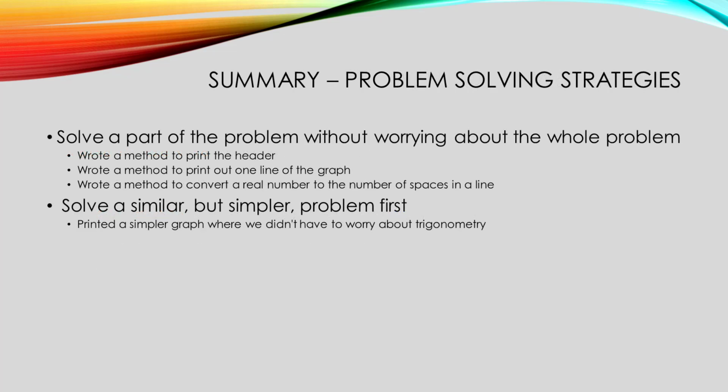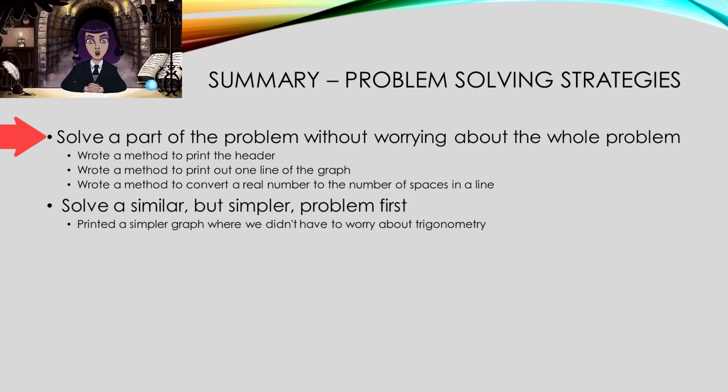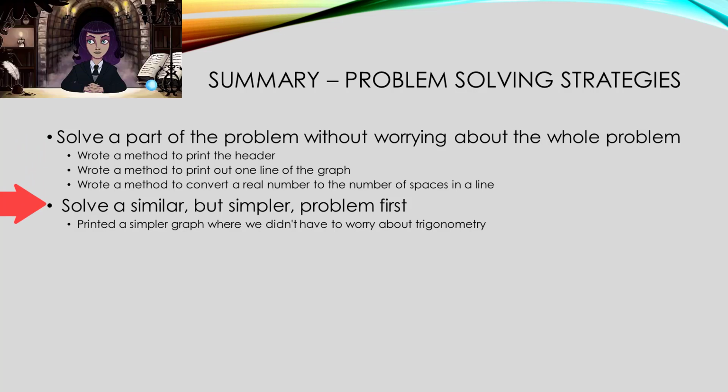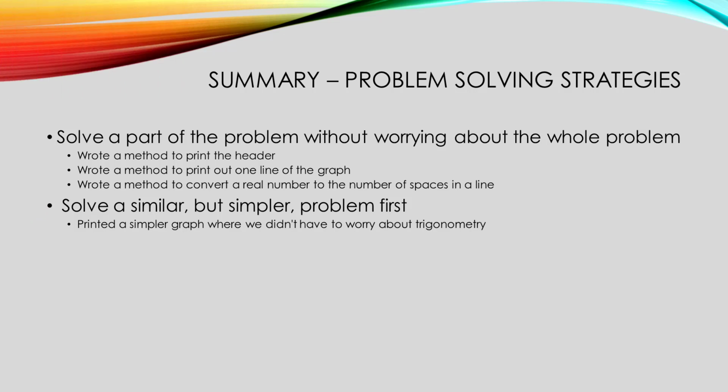That's the first part of the lab. In it, we used 2 problem-solving strategies. The first was solve a part of the problem without worrying about the whole problem. We used that 3 times, resulting in the methods print header, print bar, and calculate height. The second was to solve a similar but simpler problem first. We used that when we printed out the diagonal line before we tried to make the curvy graph.